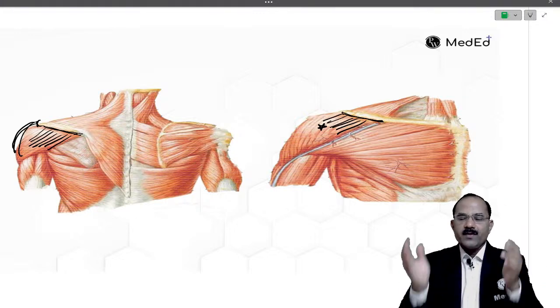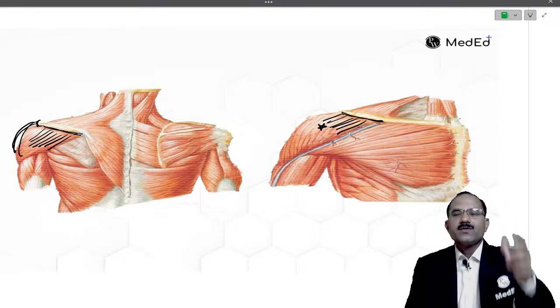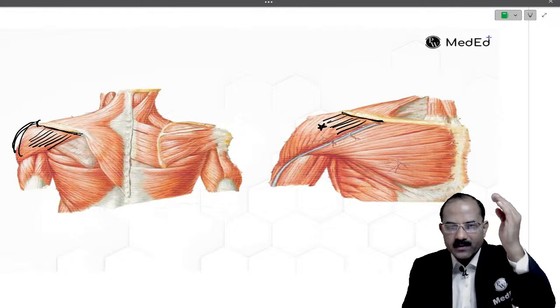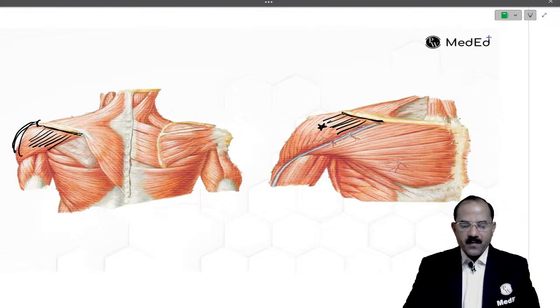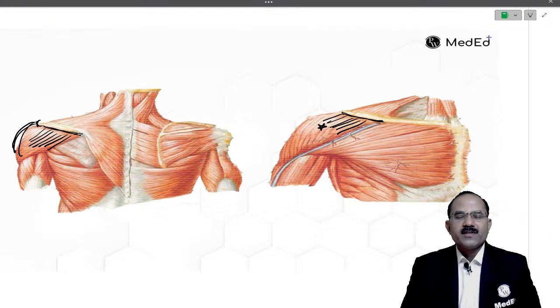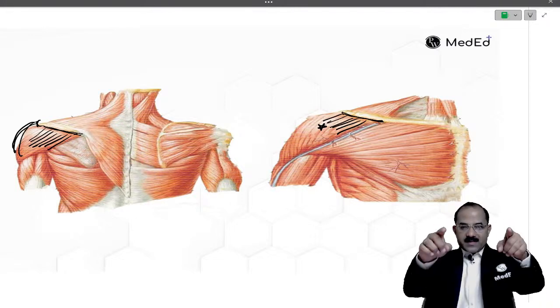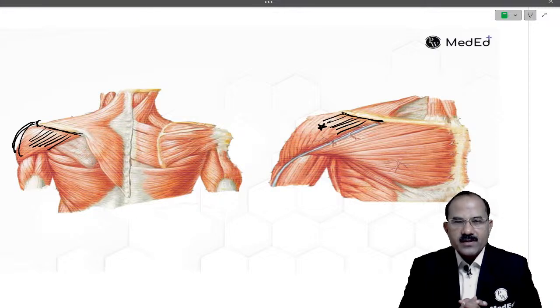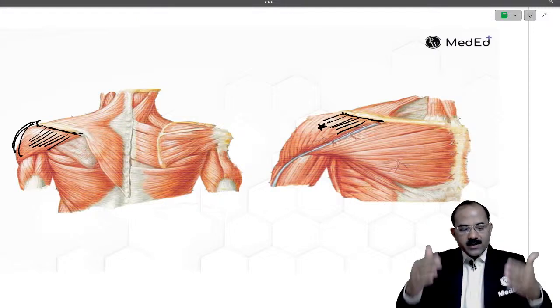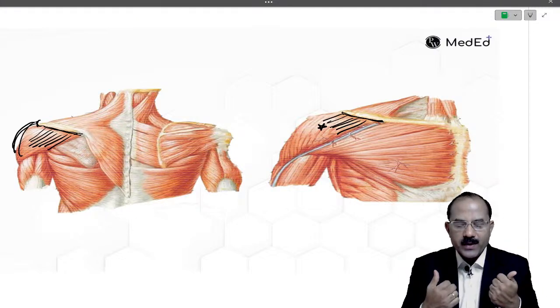Axillary nerve. Let's say axillary nerve supplies two muscles. One is the deltoid, the second one... Come on, answer this. Axillary nerve supplies two muscles. One is the deltoid, the second one is... Answer, I'm waiting. Yes, the teres minor. Deltoid and teres minor. And the axillary nerve gives a cutaneous branch.